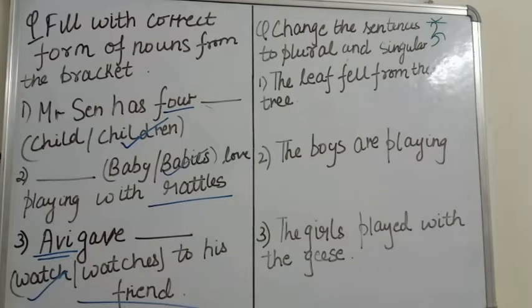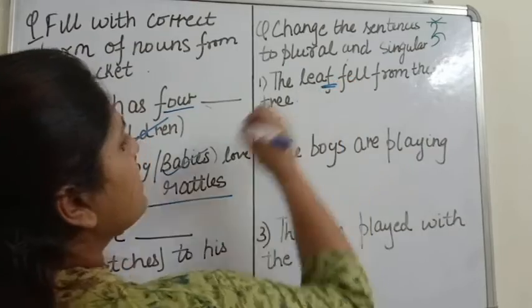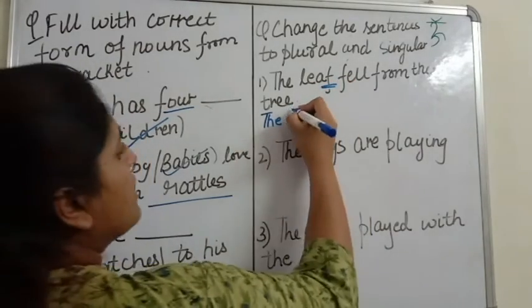Okay, moving on to the second type of question. Change the sentences to plural and singular. Means some of the sentences are plural and others are singular. We will be changing singular sentences to plural and plural sentences to singular. So let's have a look. First, the leaf fell from the tree. To make leaf plural, since it's ending in F, it will be leaves.